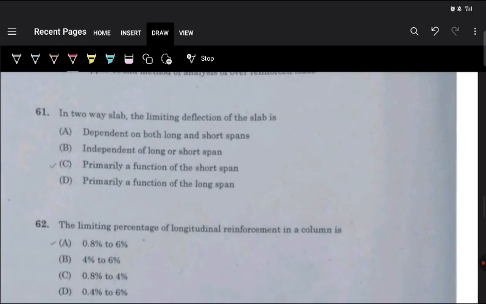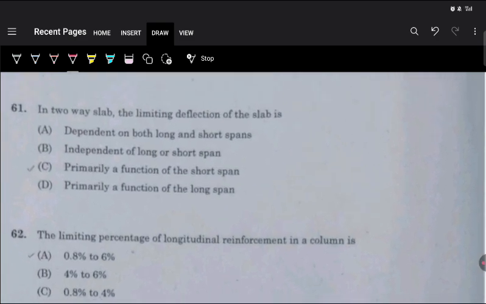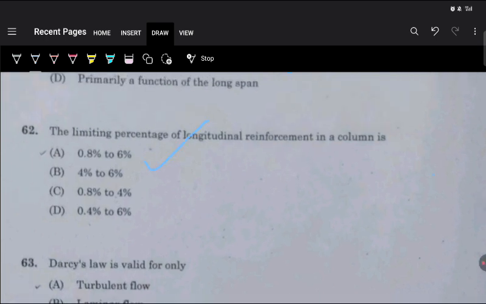Coming to the next question, in two-way slab, the limiting deflection of the slab. Whatever calculation we do in the design of slab, we calculate in terms of shorter span. So we take the shorter span for calculation purposes, so as per this, option C is the answer. The limiting percentage of longitudinal reinforcement in a column is 0.8 to 6%.